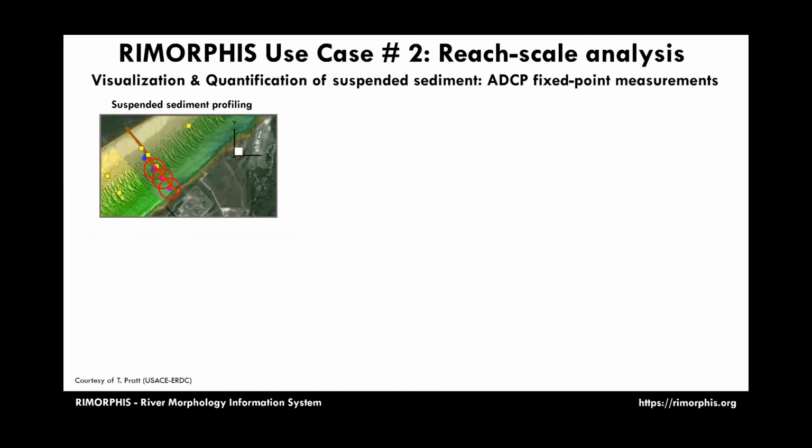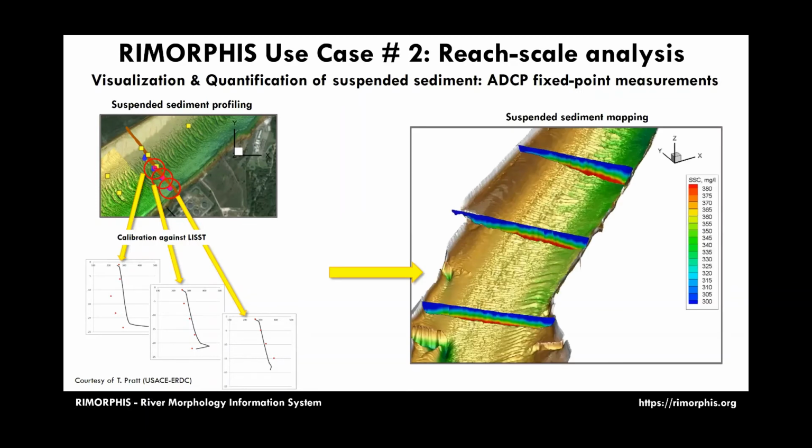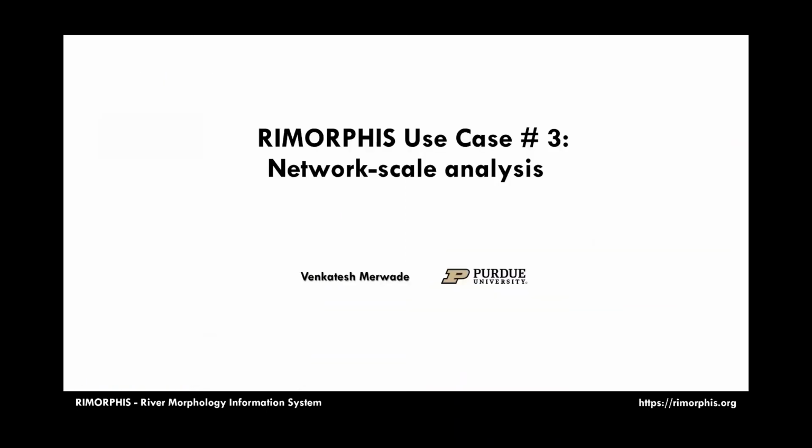Another example of what our platform is supposed to do is visualization and quantification of suspended sediment measurements from the same data sets: suspended sediment from the backscattering of the ADCP, calibrated with LISST, which allows you then to do visualization and mapping of the suspended sediment in the measurement location. So these are some examples which we wanted to give you perspective on.